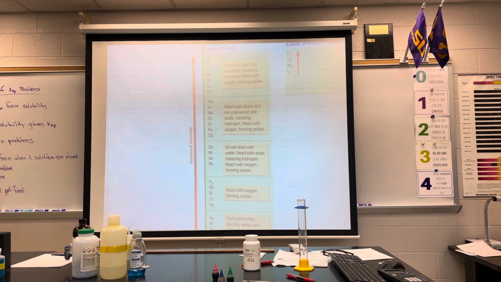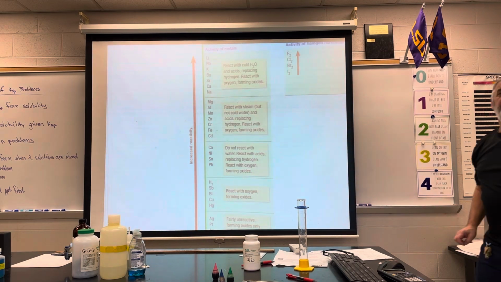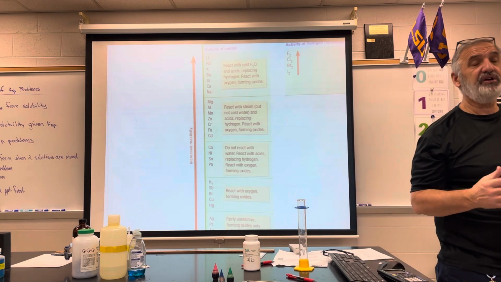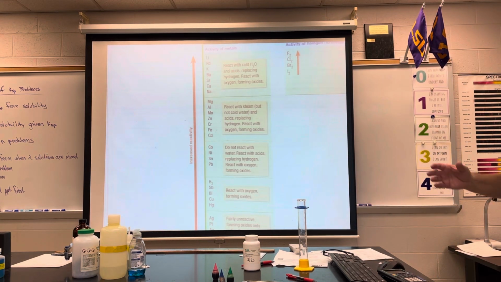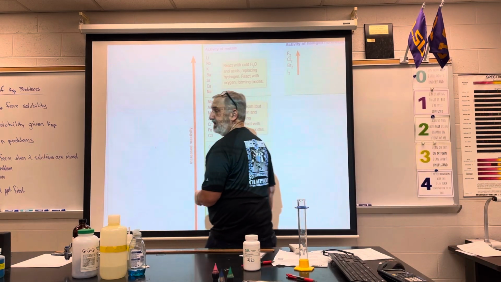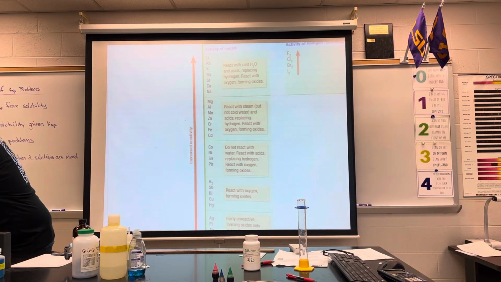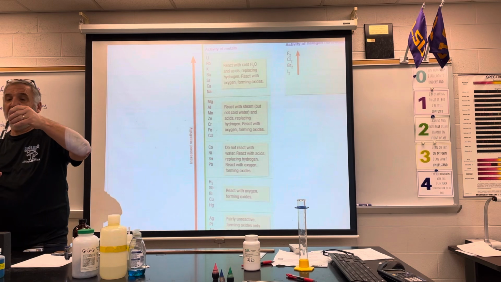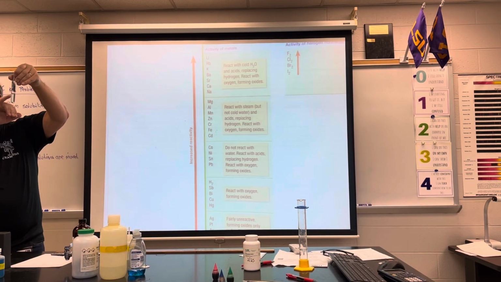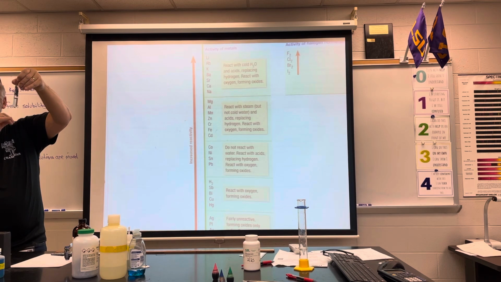Now, look, you're always going to have this, but you have to look at it. We did the reaction yesterday of putting copper into silver nitrate, and we saw that the silver formed on the bottom. The silver nitrate kind of turned blue because the copper replaced the silver.